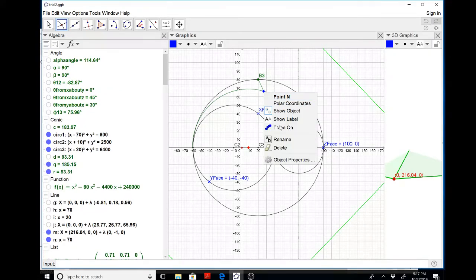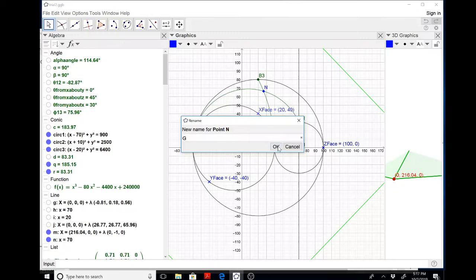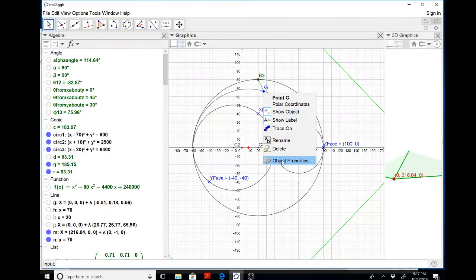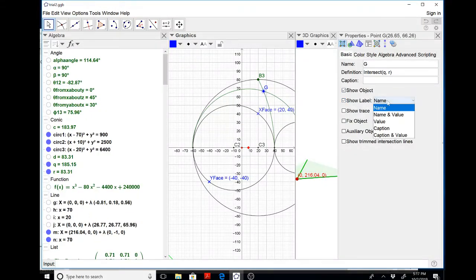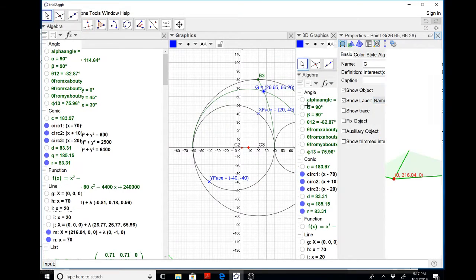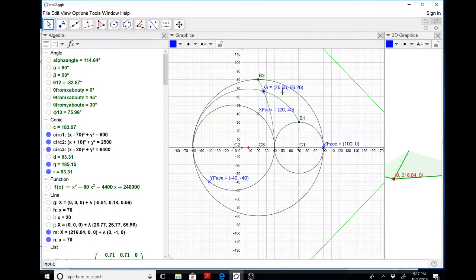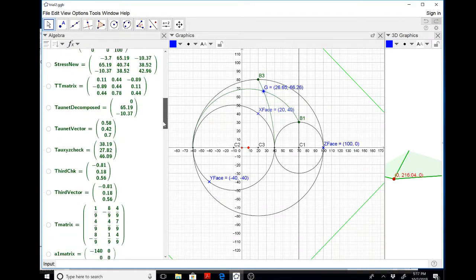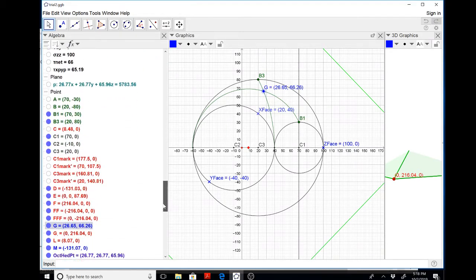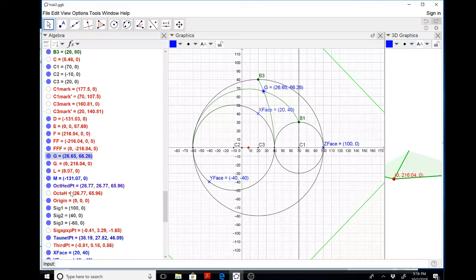And that number, we're just going to call that G. And I'm going to show you the name and the value there. So it's 26 on the normal and 66 on the shear. Then what I did was I went down here and I got a point and I called it octahedral point.